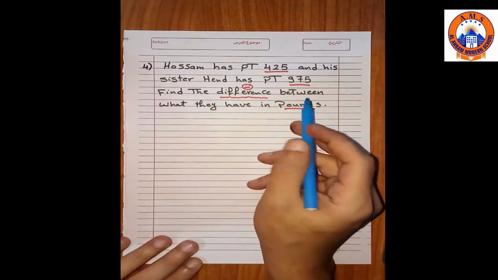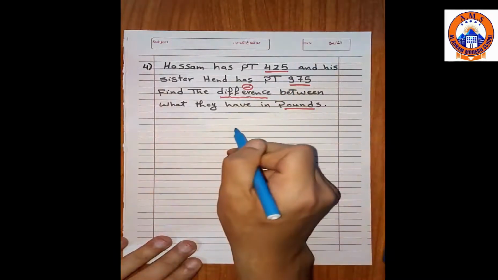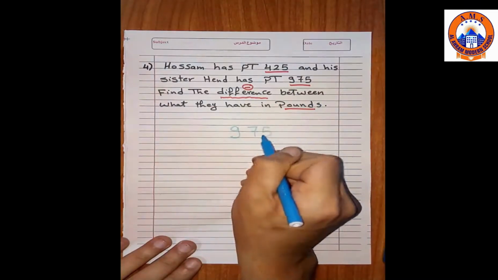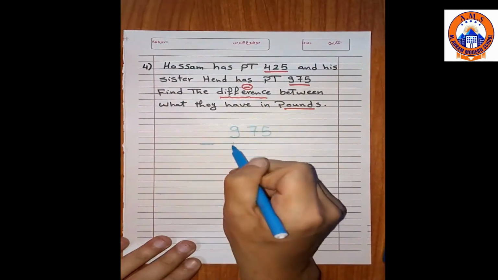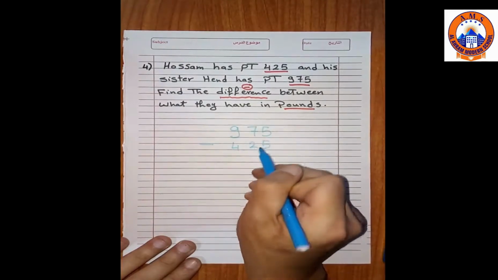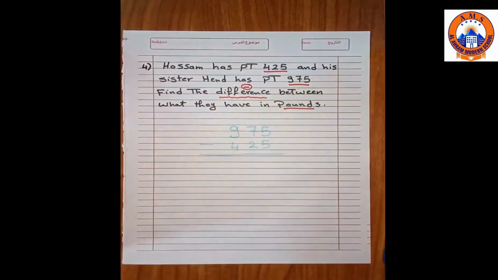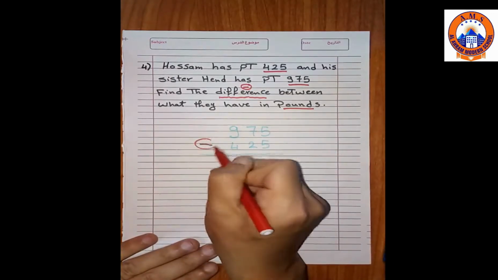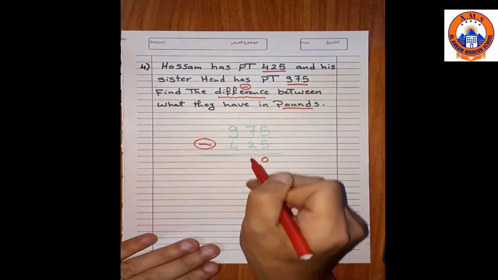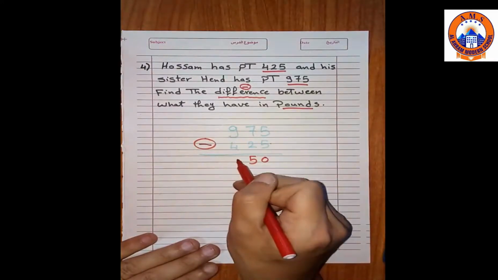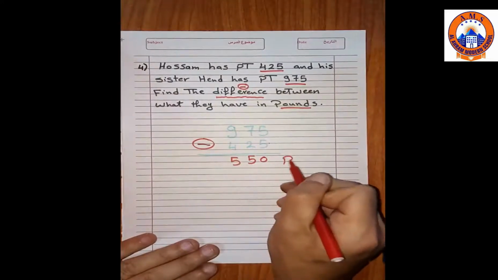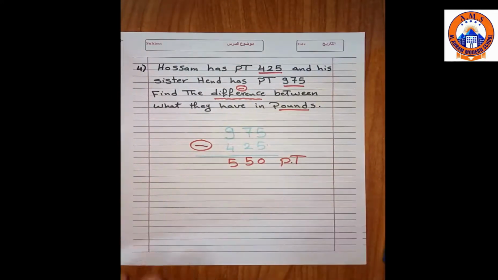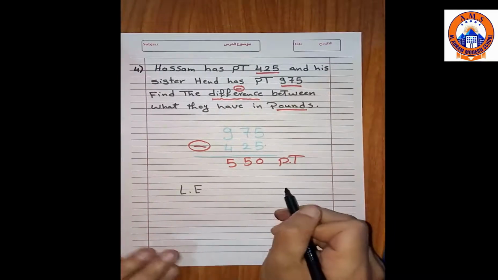First, the biggest number of the two numbers is 975. We're going to subtract 425 from it. 5 minus 5 is 0, 7 minus 2 is 5, and 9 minus 4 is 5. So the answer is 550 piastres.